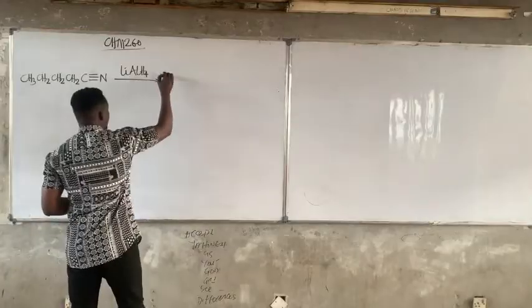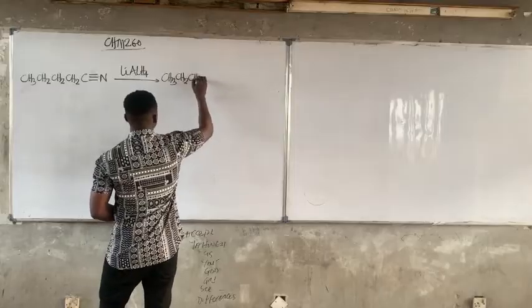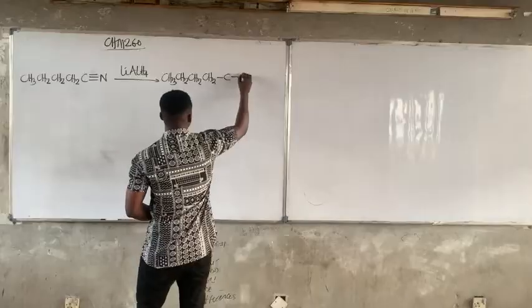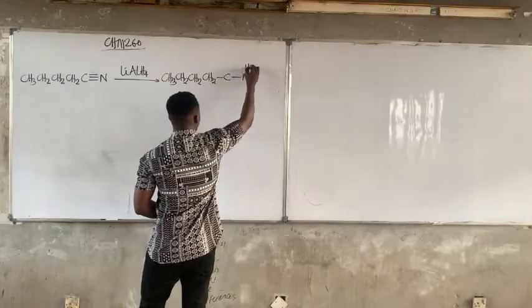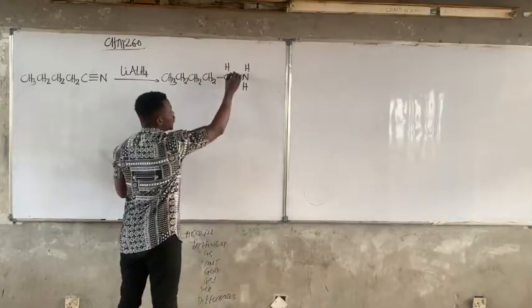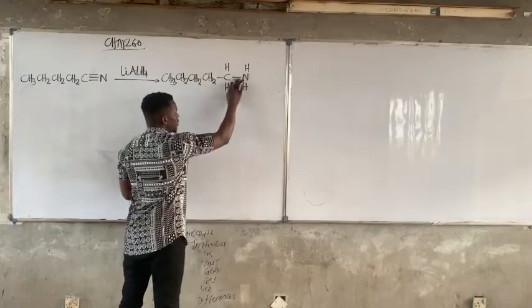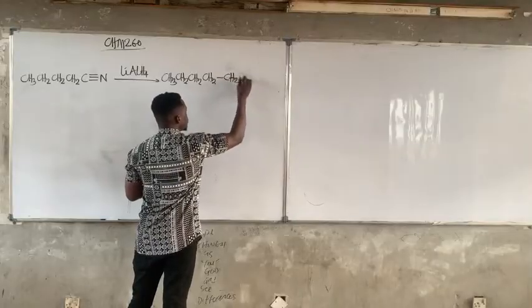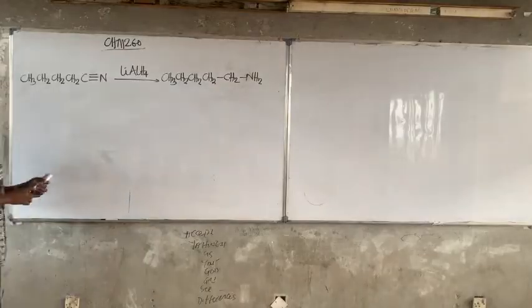So when you do this, this becomes CH3, CH2, CH2, CH2, CN. You put H up, you put H down, put H up, put H down. That means if you remove this bond, you put 2H, remove this other bond, you put 2H. So when I want to write it properly, I'll now say CH2, NH2. So that is the answer to that.